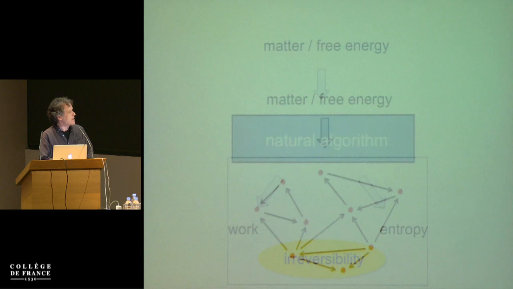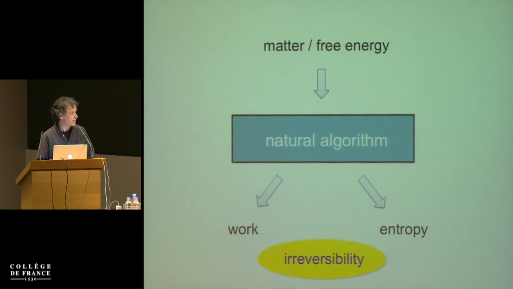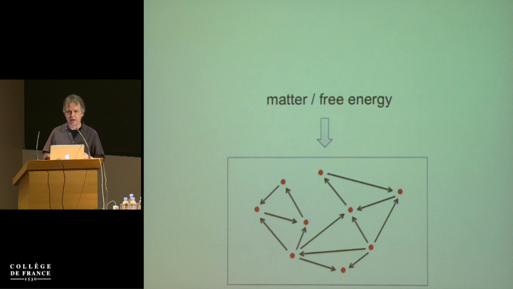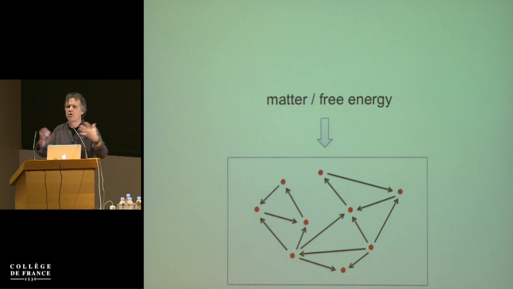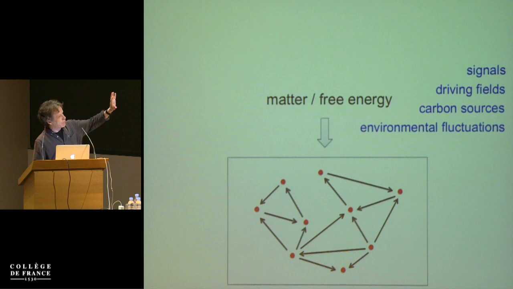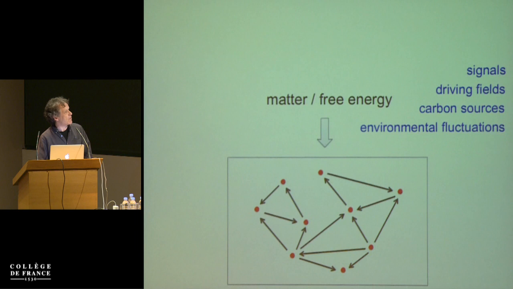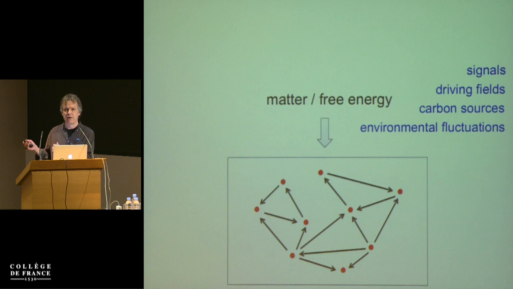Now, if you look at this and just lift the hood and see what's inside, often what you see is a graph, but a graph that's dynamic. It changes all the time. And it often changes in endogenous ways. It has its own rhythm, its own dynamic. And the graph, which tells you what communicates with what, changes. It receives information from the outside, so it could be matter or free energy, but it could be just signals, driving fields, something that drives something, carbon sources, environmental fluctuations. All of this that makes evolution possible is a requirement.